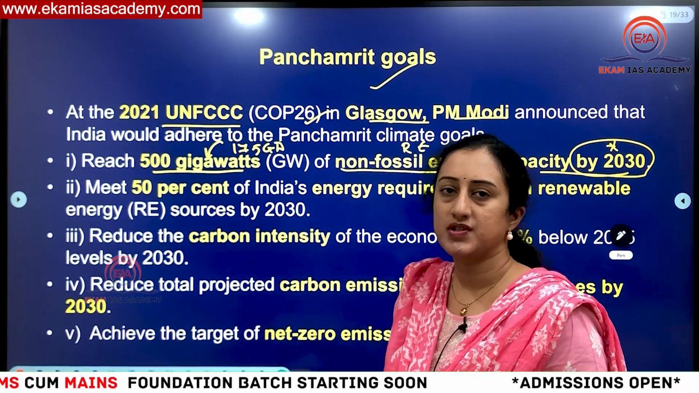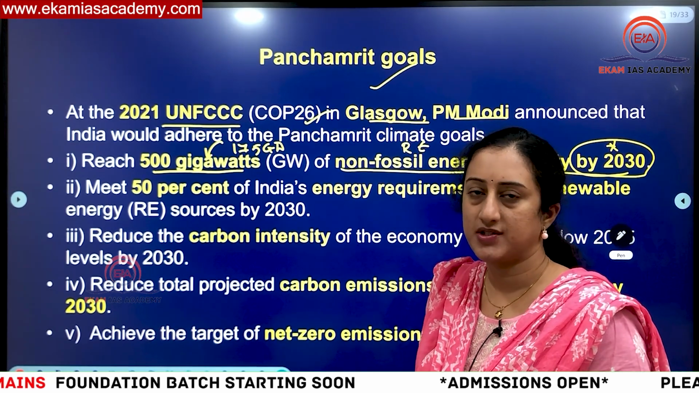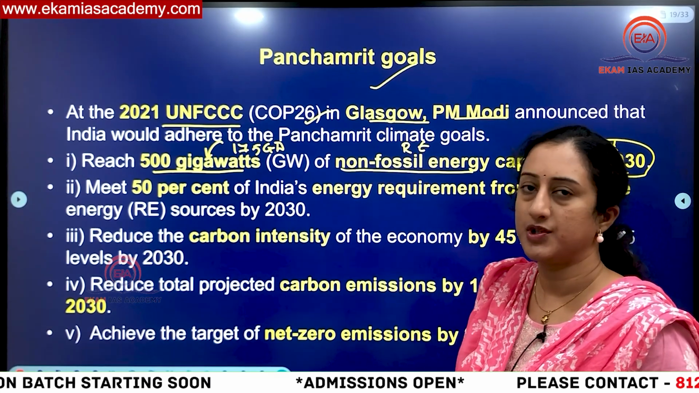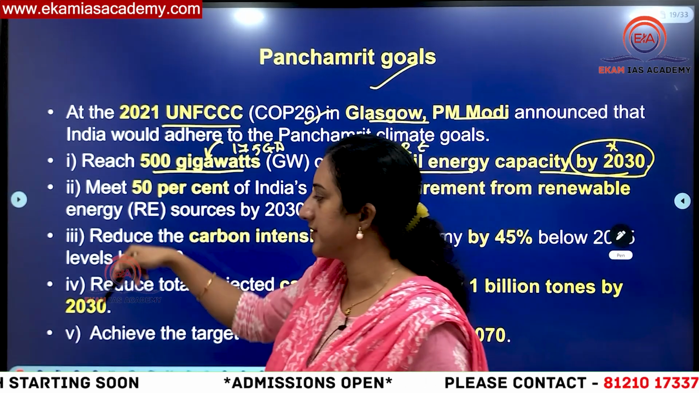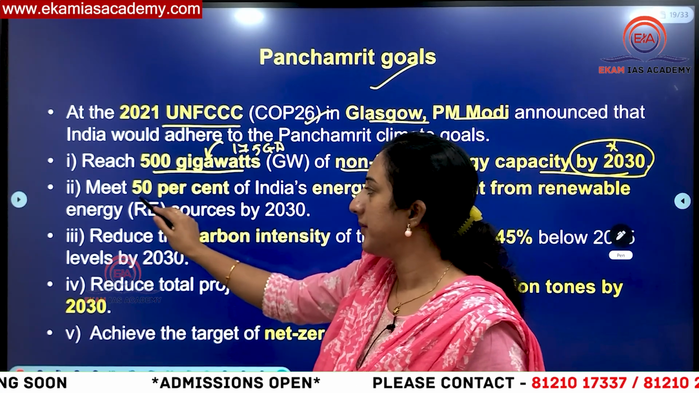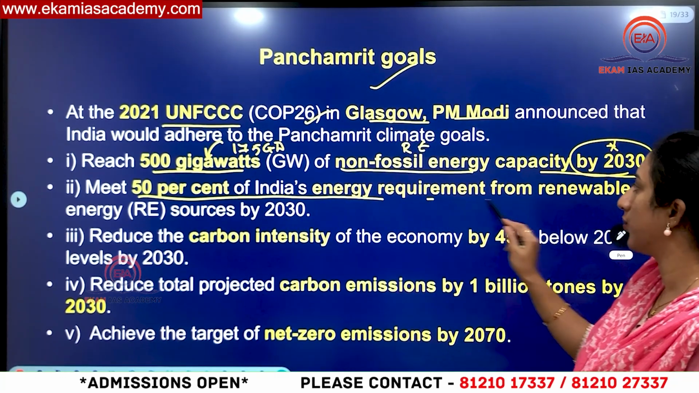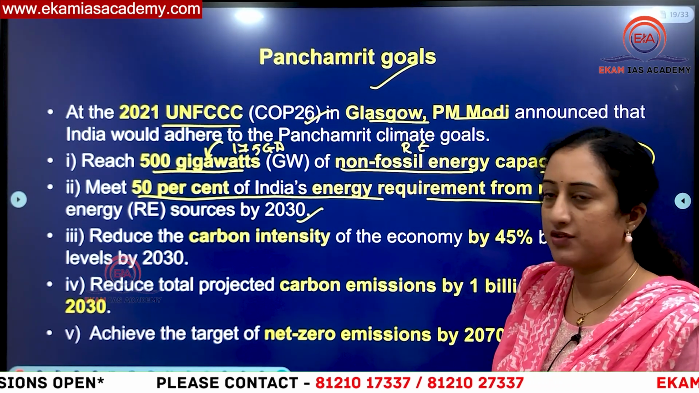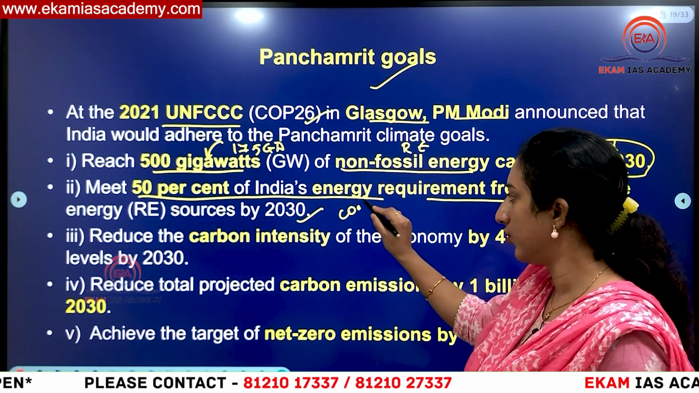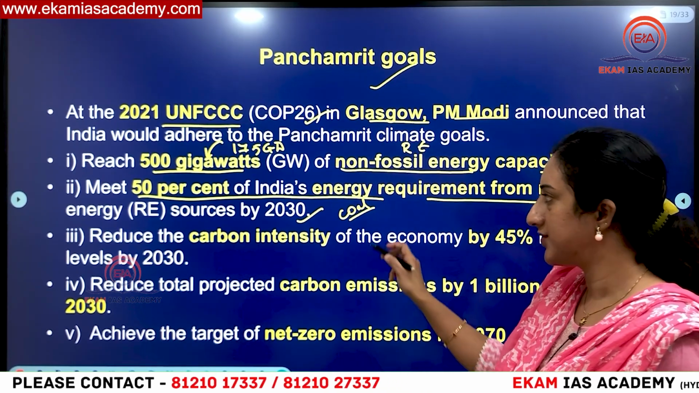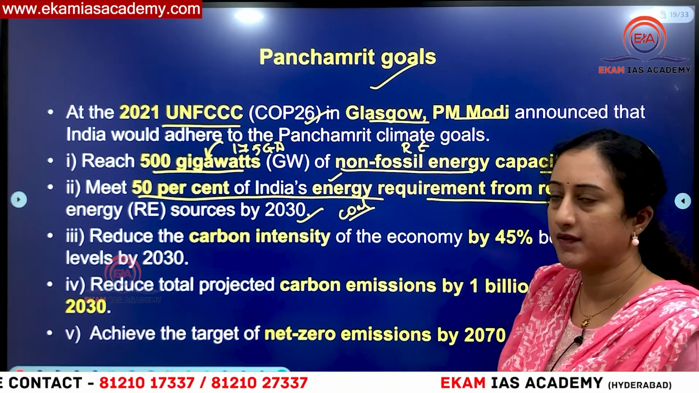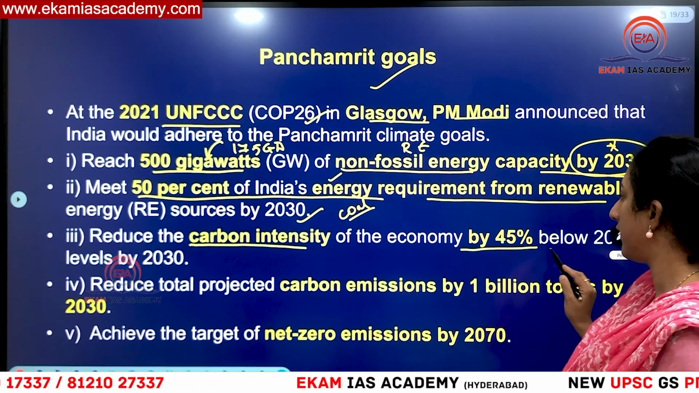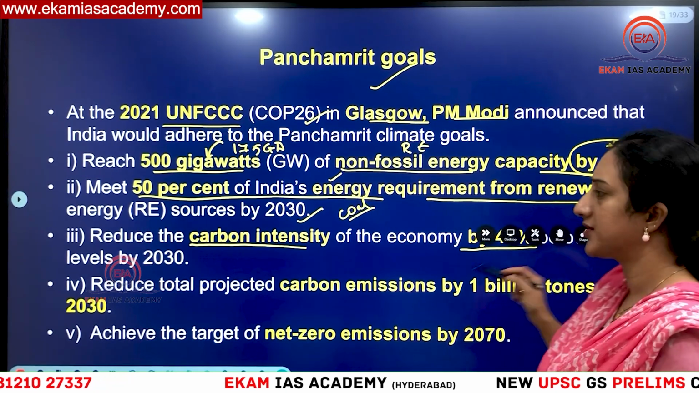These types of questions can be asked in any state PCS or UPSC. They can ask what the target is, or they can change the target years or numbers. So please remember these 5 principles very easily. Then meet 50% of India's energy requirements from renewable sources by 2030, because we are highly dependent on coal for energy. So this has to be decreased, and we have to increase the renewable energy share to 50%, and also reduce the carbon intensity of the economy by 40% below 2005 levels.